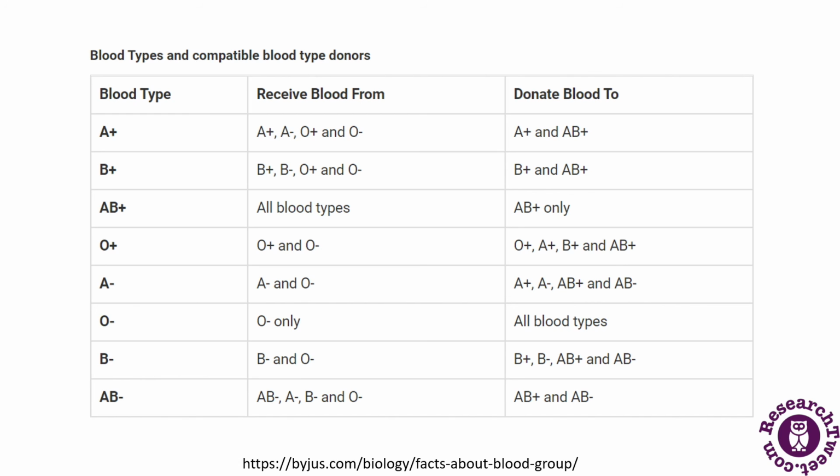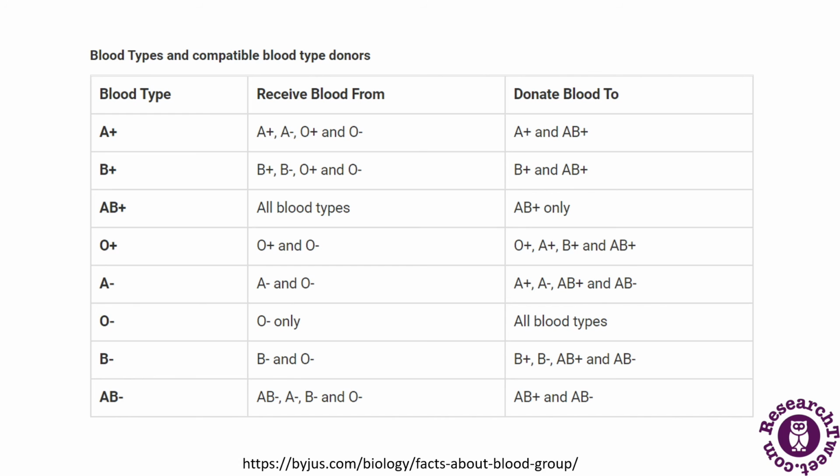For AB positive, the person can receive blood from all the types of blood group. It can be A positive, B positive, AB positive, A negative, B negative, O positive, O negative, and he can only donate to AB positive. If the person has blood group O positive, he can receive blood from O positive and O negative, and he can donate blood to O positive, A positive, B positive and AB positive.